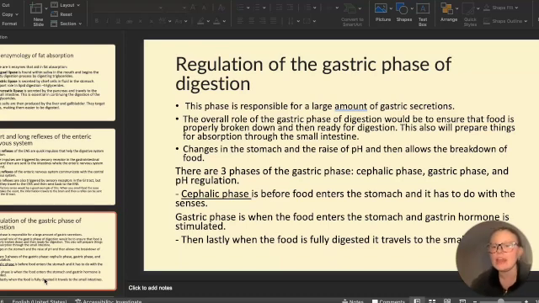As I was saying, the cephalic phase is not going to have anything to do with the GI tract. It's just the intake of information from the senses in the brain, so the taste and the smell trigger the brain to know that food is coming. The gastric phase is when the food enters the stomach and the gastrin hormone is stimulated, and that whole gastric juice system that I explained earlier is going to begin. And then lastly, food has fully traveled to the small intestine where the absorption and digestion will take place.